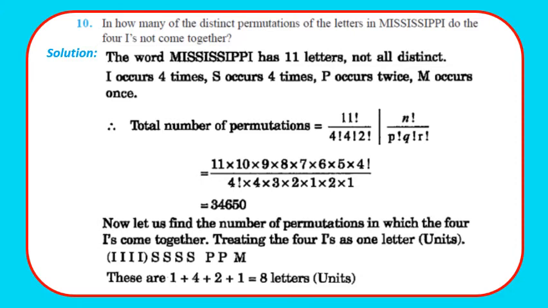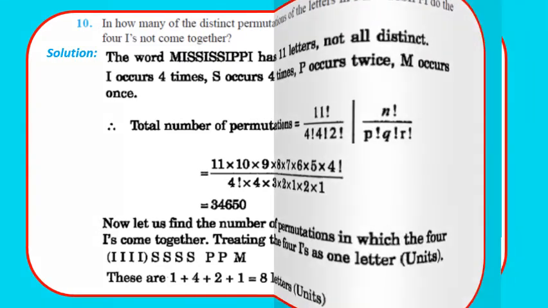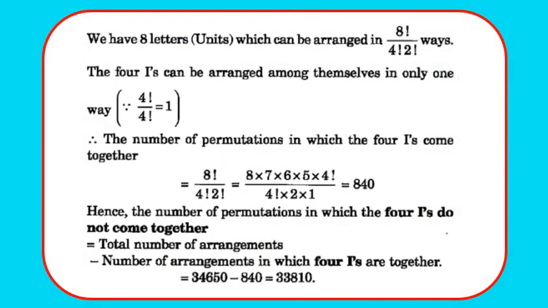by using factorials. Now we are going to consider all the 4 I's as a single block and treat it as a single letter. So we are getting the 4 I's together in a bracket, then the 4 S's, 2 P's and 1 M. So the total units will be equal to what? 8. So we have 8 letters or 8 units, which can be arranged in 8 factorial upon 4 factorial because there are 4 S's, and 2 factorial because there are 2 P's. So the number of arrangements in which all the 4 I's come together is equal to 840.